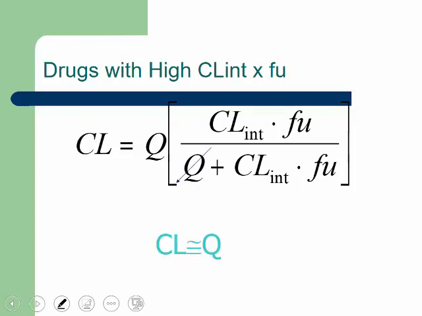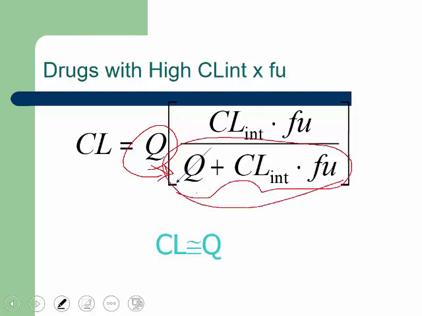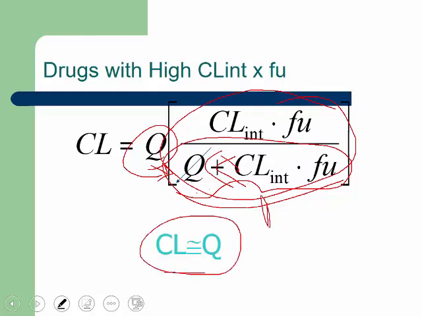Okay, so you might ask me, why does Q not go away here? Well, is that in the denominator? No, it's not. It's not a sum in the denominator. Remember, you have to have a sum in the denominator, and if one is much greater than the other, then this will fall out. So that's why clearance, if this all becomes 1, then clearance will be approximated by Q.